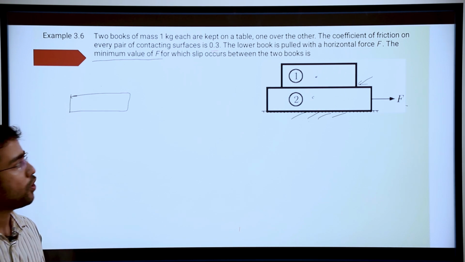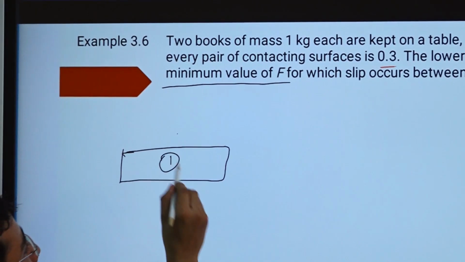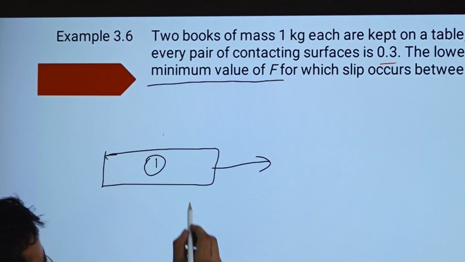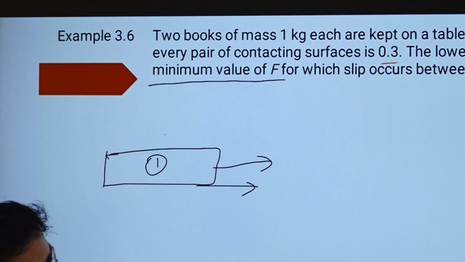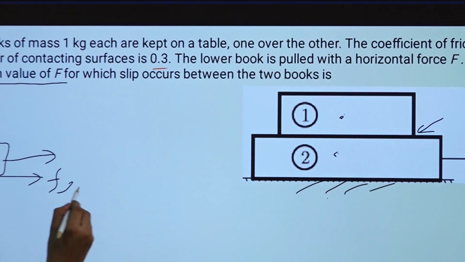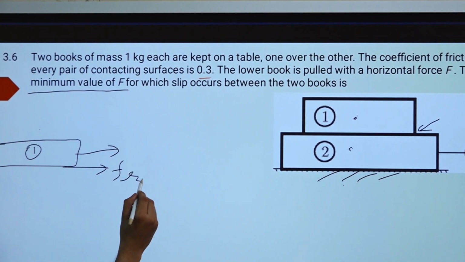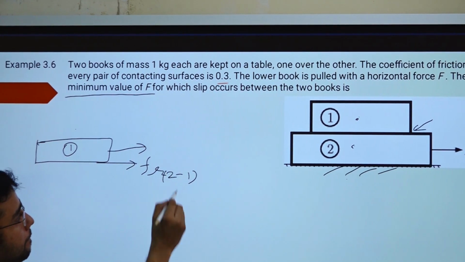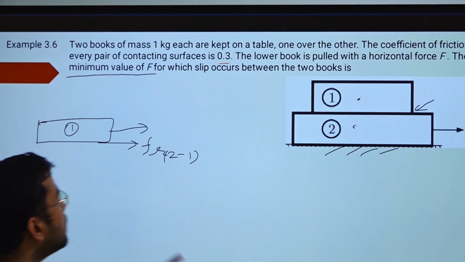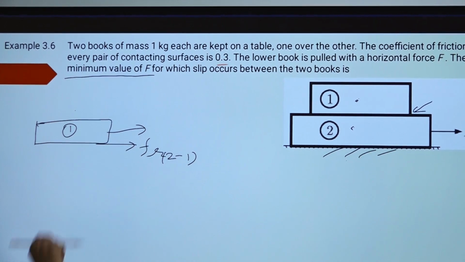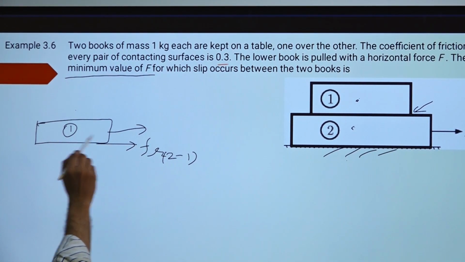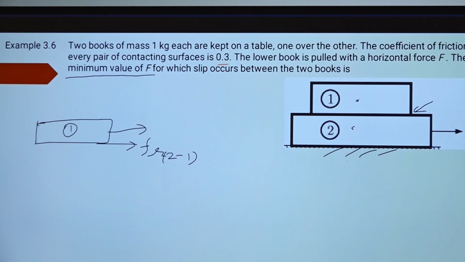So the whole point is that this block is going to move in this direction because of the friction that is being applied from 2 to 1, right? Friction force from 2 to 1. So block 2 is applying a friction force on 1 in the positive x direction, right? Because of this friction force only, this block is going to move in the forward direction.